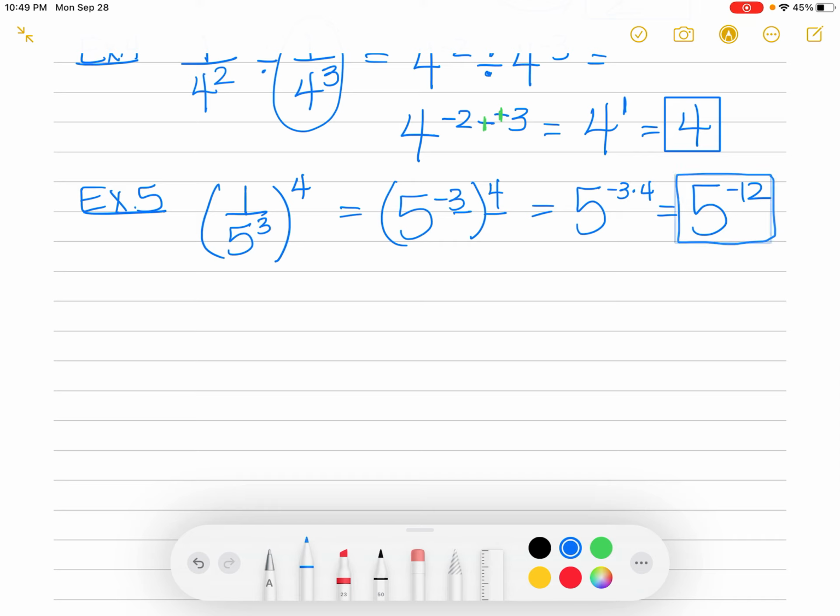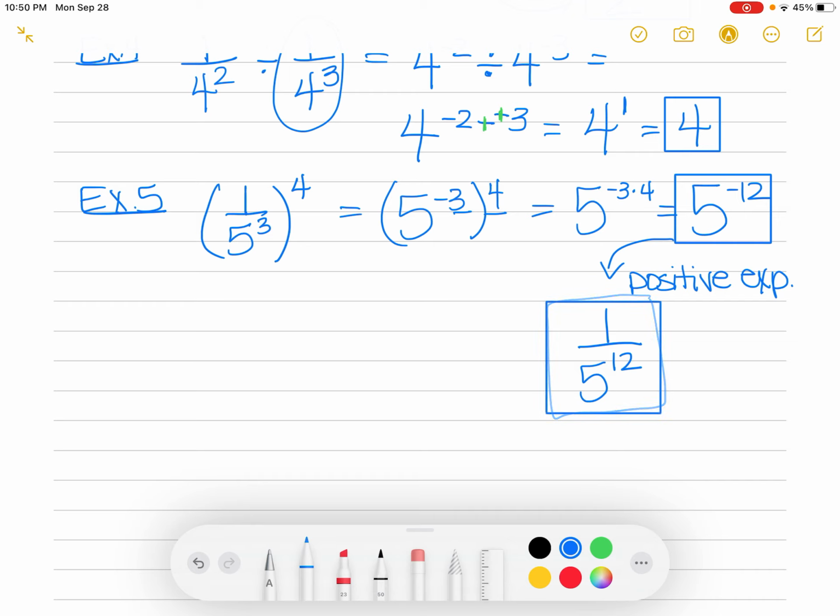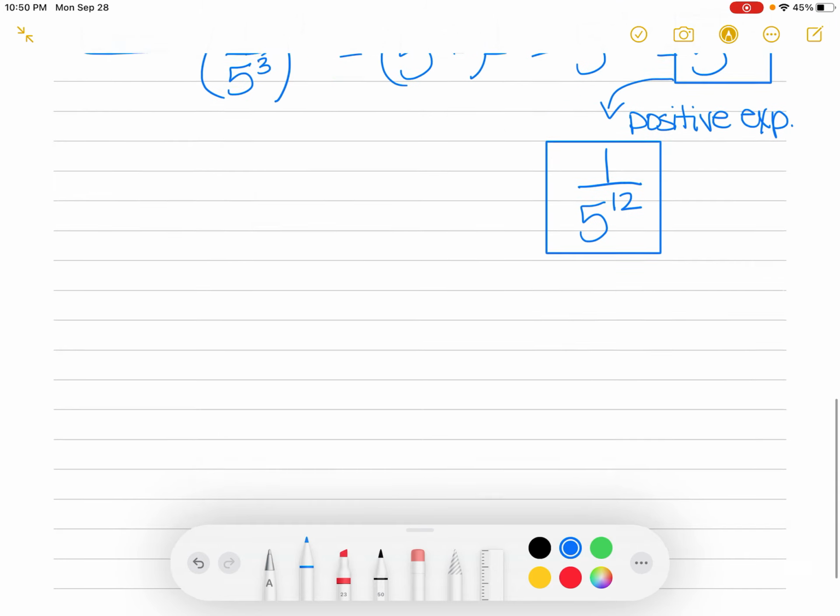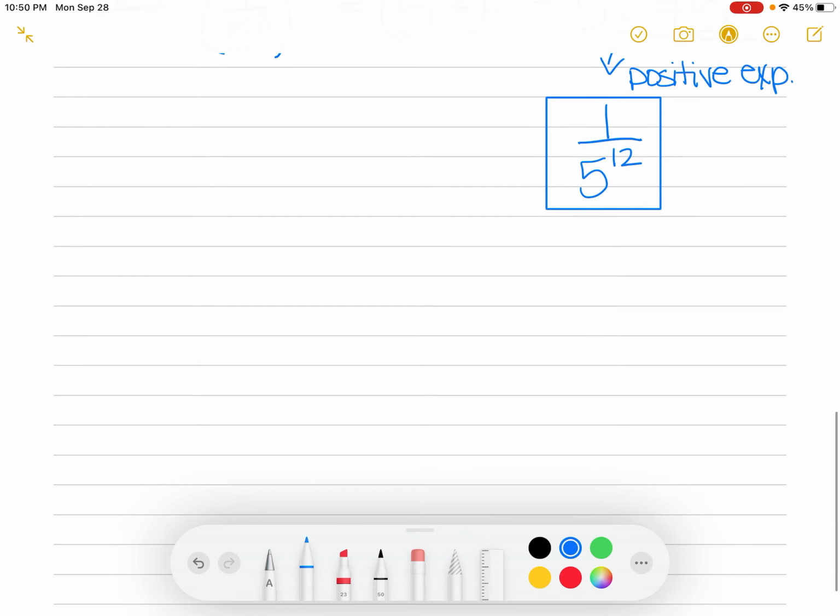Okay, so that can be your answer, or if it says it needs it as a positive exponent, then you're going to have to flip it around. And when you flip it, make sure that you change that exponent to a positive. Okay, don't leave it negative or it's going to be wrong. Okay, so last one, example 6, and this one I'd like y'all to try on your own.